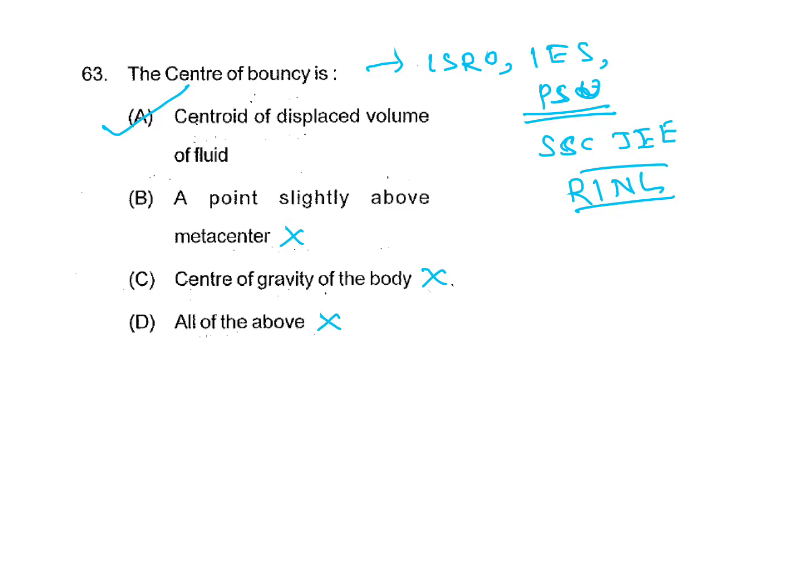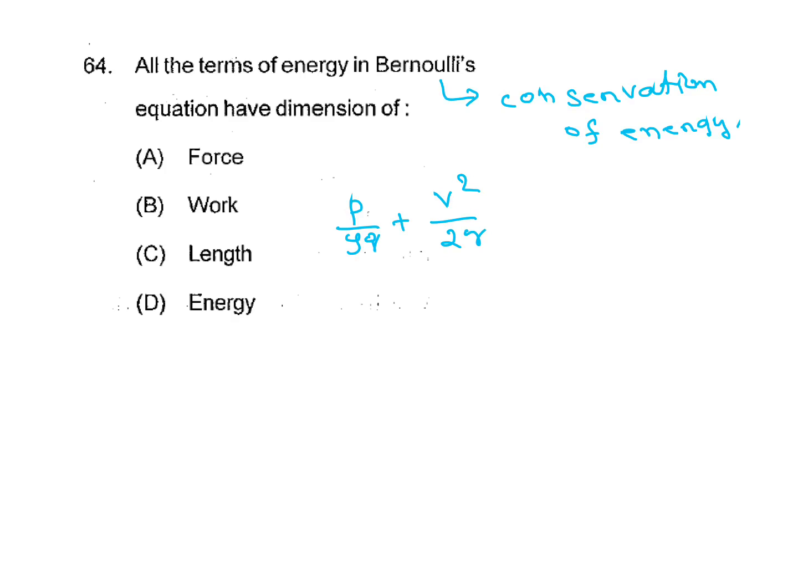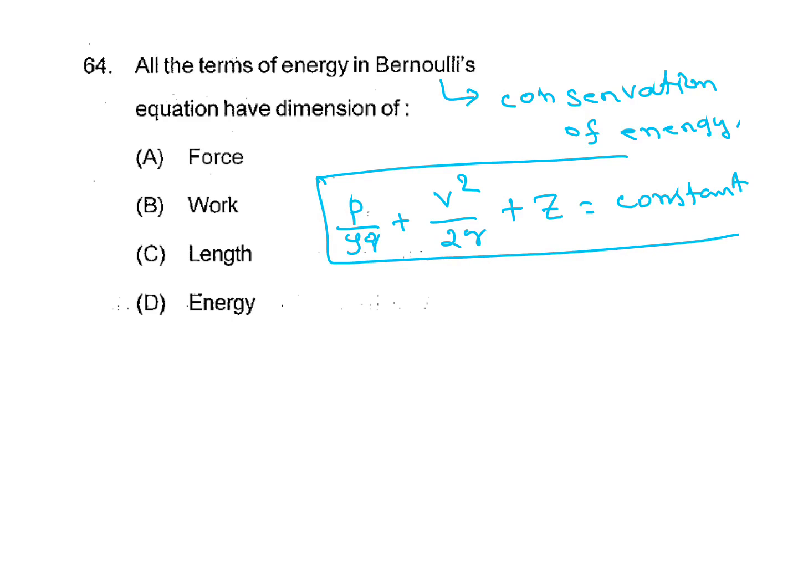All the terms of energy in Bernoulli's equation, conservation of energy: P by rho g plus V square by 2g plus z equal to constant. All terms are in head terms. So dimension is length. C is the answer.